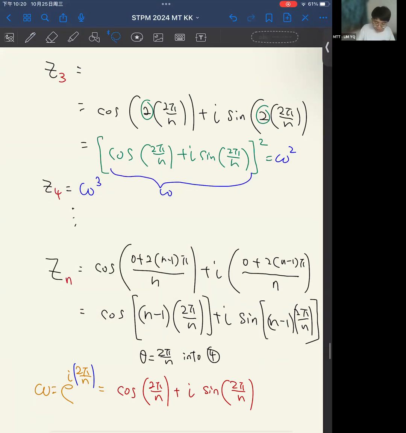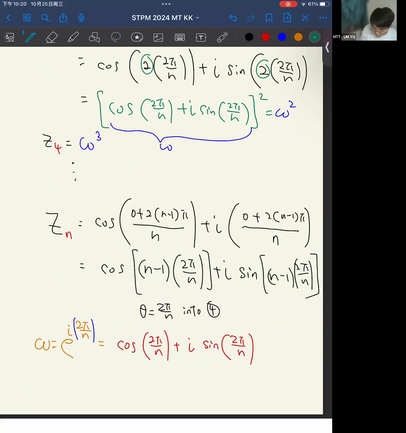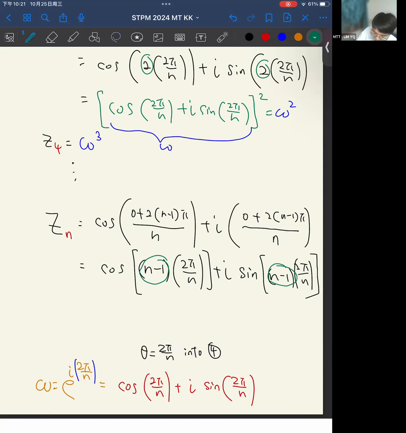And so on until Z power n. Look here, the coefficient here is n minus 1, so it is W to the power of n minus 1. Okay, W to the power of n minus 1 equal to W power n minus 1, like this, right? Now, we are already done because they asked us to express the other roots in terms of W, and we are done here.